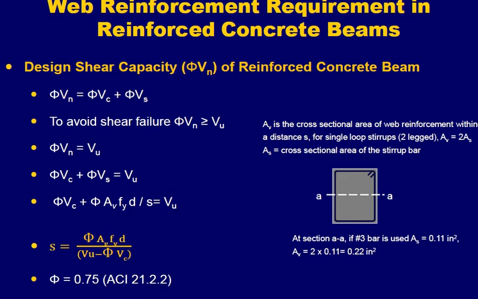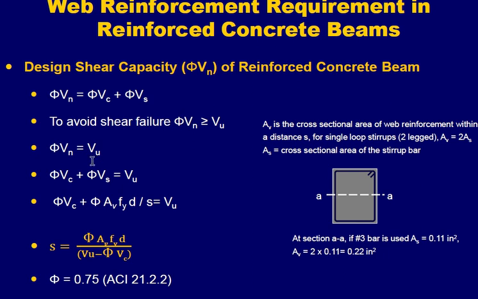Now coming to the design shear capacity of a reinforced concrete beam. As we talk about design, we always provide strength reduction factors. Phi Vn is equal to phi Vc plus phi Vs. To avoid shear failure, this phi Vn should always be greater than or equal to Vu, which is the shear demand, and it comes from the analysis value. This is your design value.